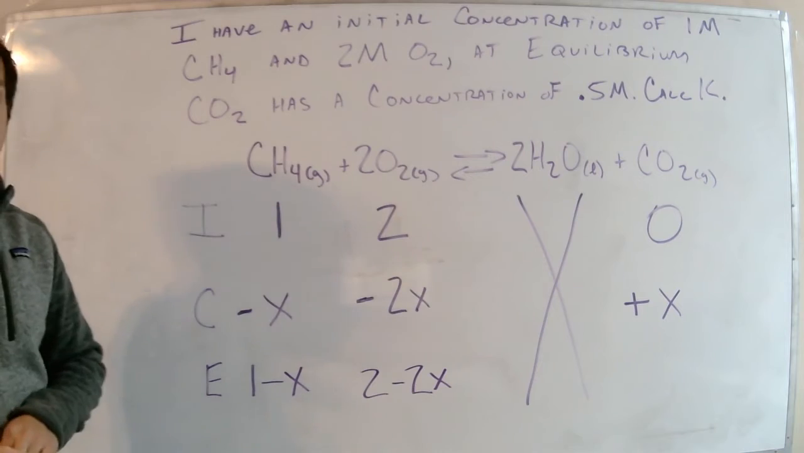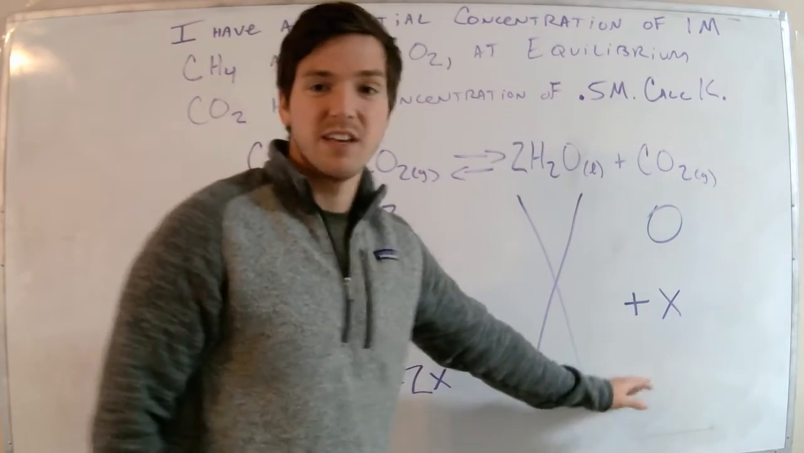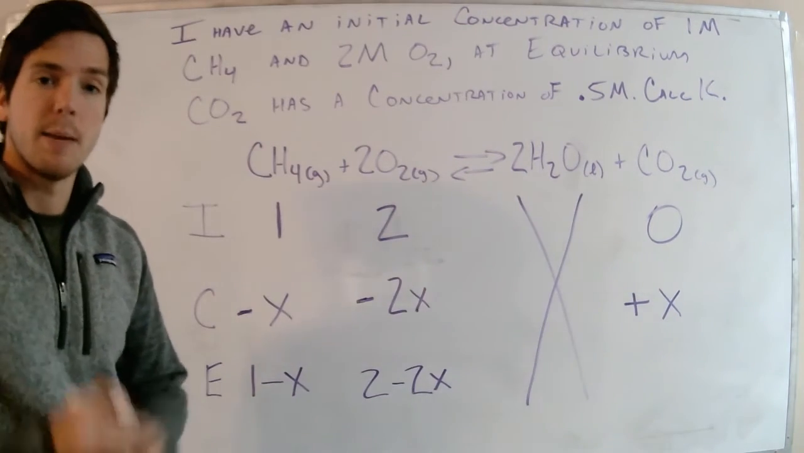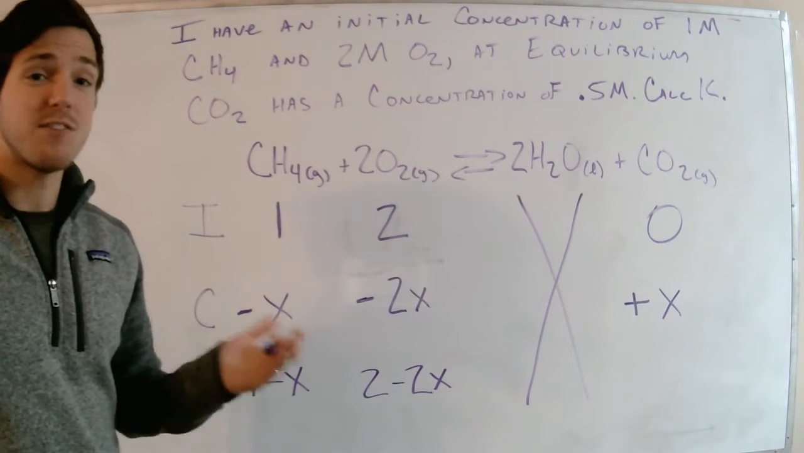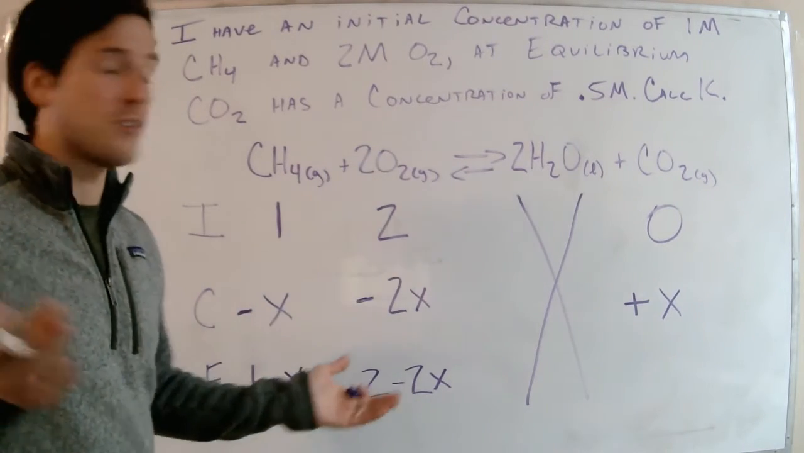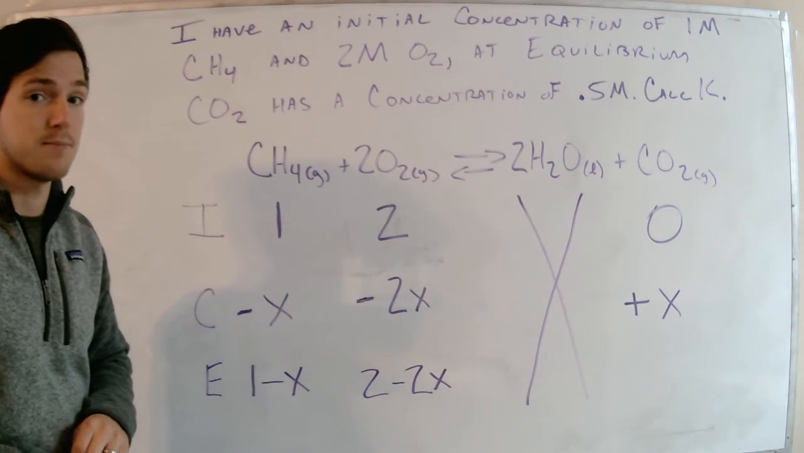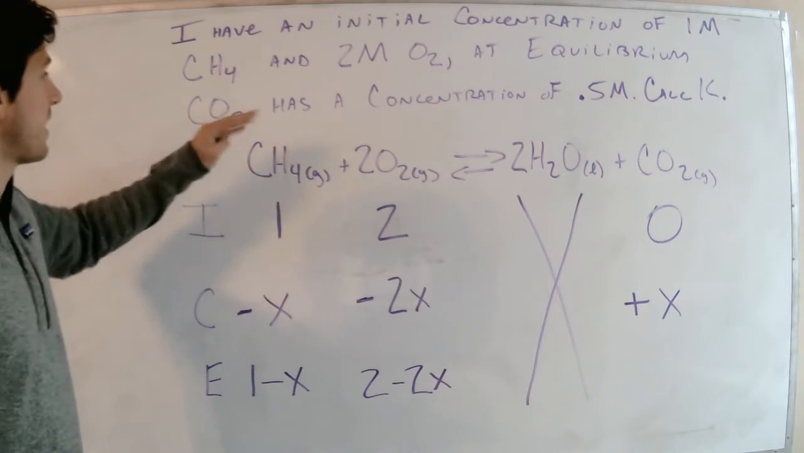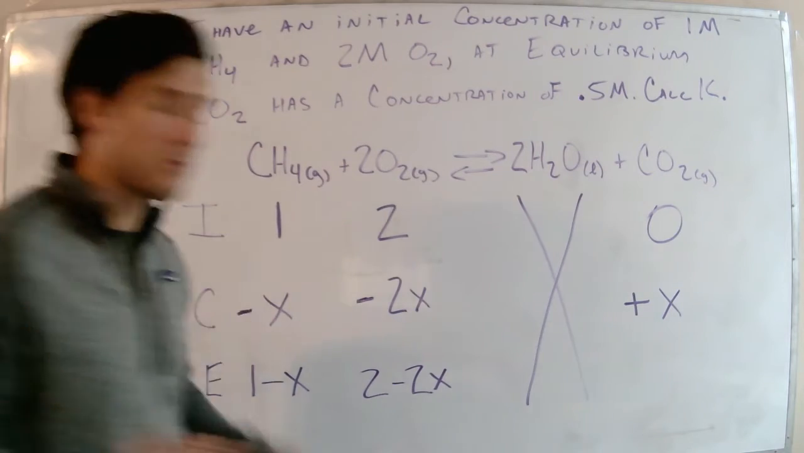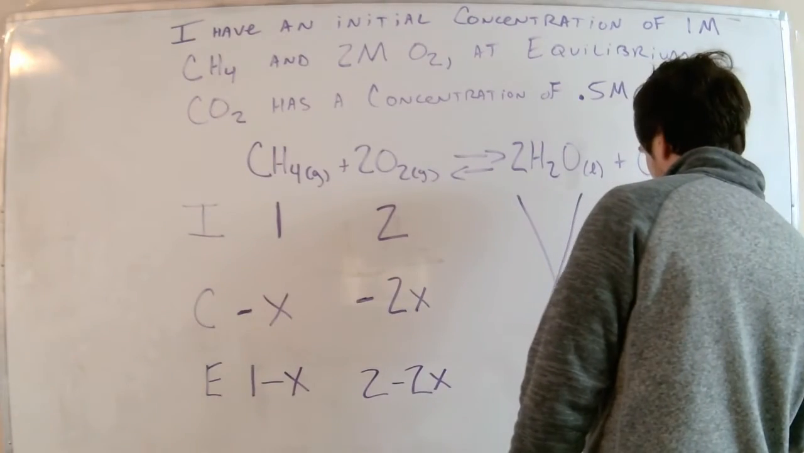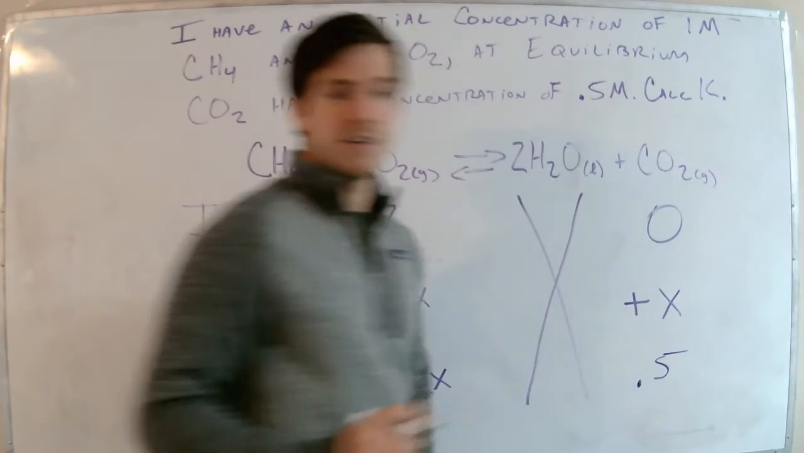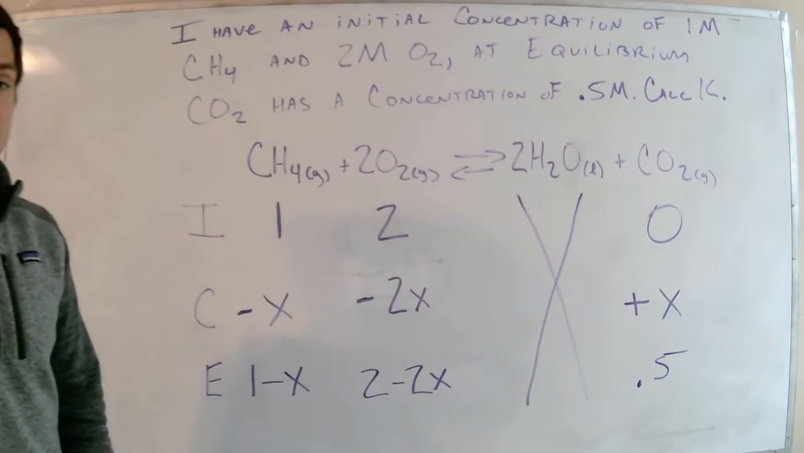We don't have an equilibrium concentration for O2, so it's just 2 minus 2x. And we could do the same for CO2. 0 plus x is going to just equal x. But here's the thing. They gave us an equilibrium concentration for CO2. And thank goodness, because you'll see later on that's going to help us solve this problem. So CO2, they gave us an equilibrium concentration, so I could just put in 0.5 for my concentration there.